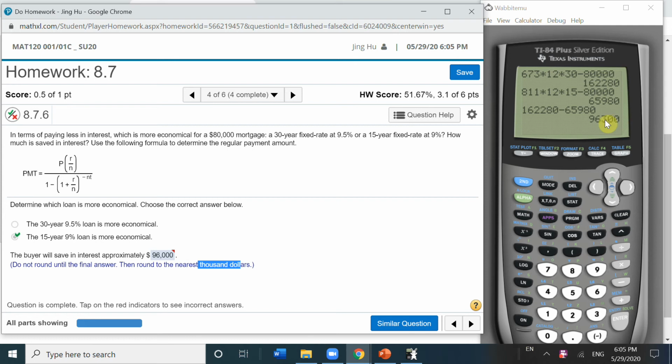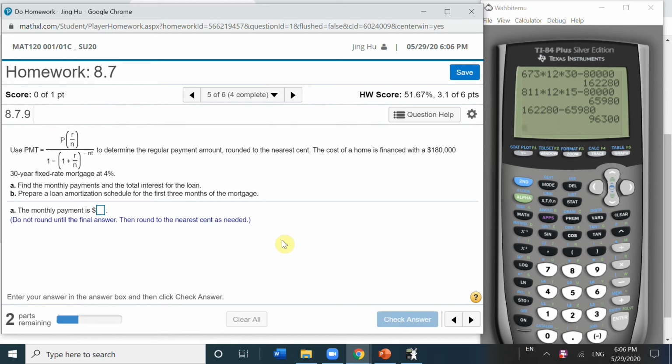So 1, 2, 3, 4. So this is 3, less than 5, so it becomes rounded to 96,000. Okay, so be careful for this question. Okay, number 5. We don't do it based on the formula. We don't do it manually. We just do it by the calculator.